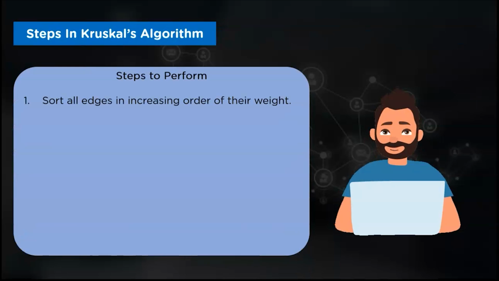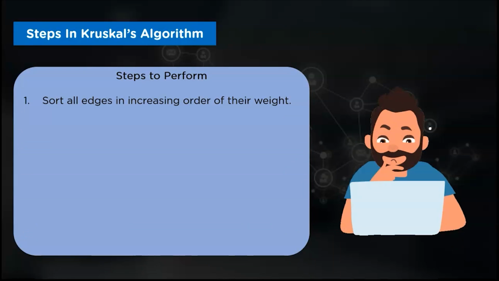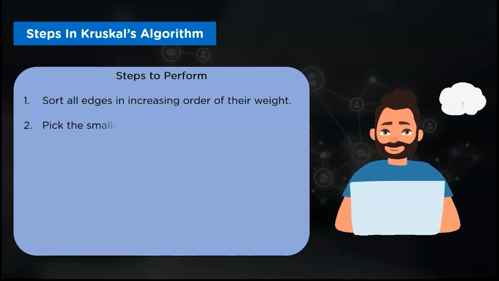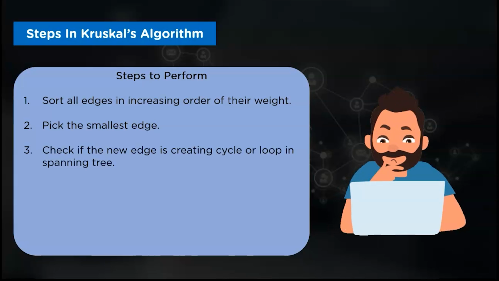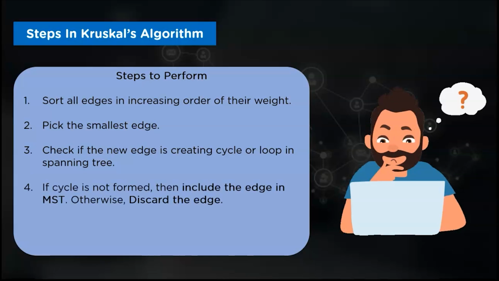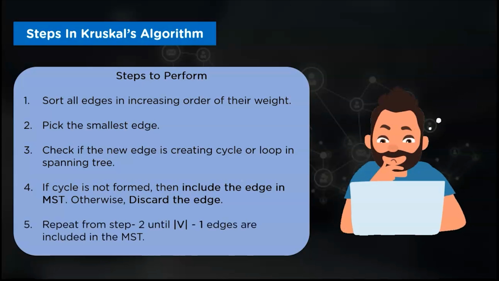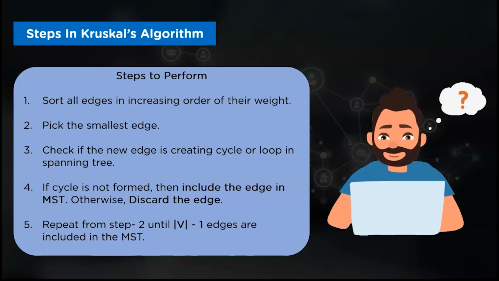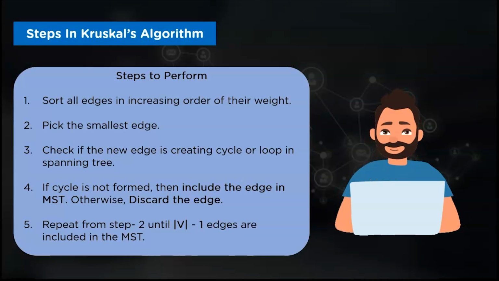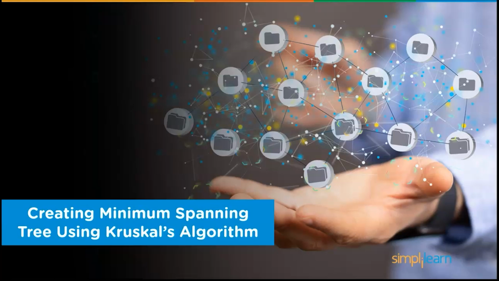Kruskal's algorithm begins with sorting all edges into increasing order of their edge weights. This sorting is done to include edges with the least edge weight first into the tree structure. After that, we'll pick the first smallest edge and check if it generates any cycle in the tree structure or not. If it does not form any cycle, then we will include that edge into our spanning tree. Otherwise, we will discard it. We will keep repeating this process until |V| minus 1 edges are included in our MST, where V is the number of vertices. Now moving ahead, let's discuss how we can create a minimum spanning tree using Kruskal's algorithm.